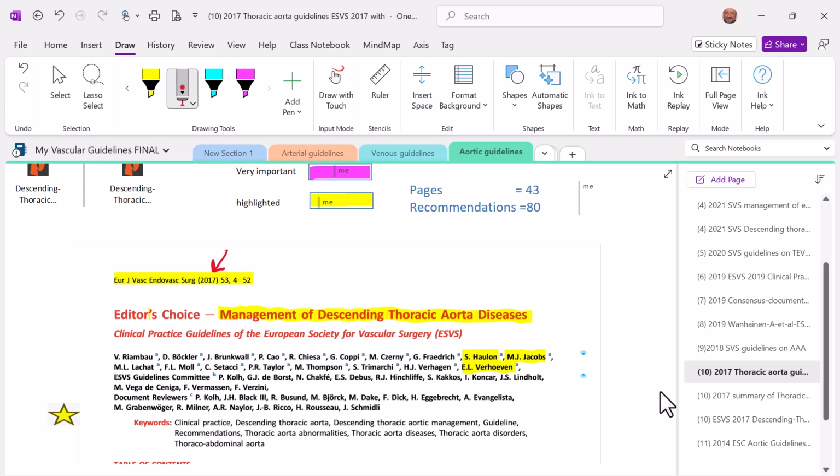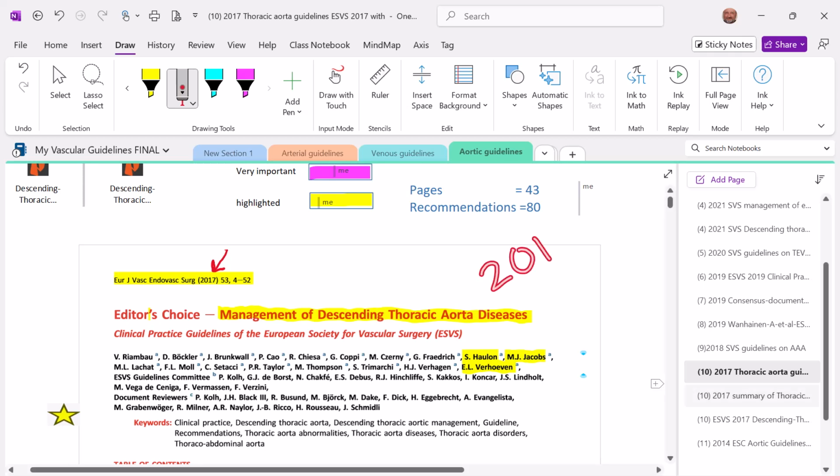But in that era, which is 2017, the thoracic descending aorta started to become one of the areas of interest for vascular surgery. This, you must know, is a basic fact. Number one, the year is 2017. Secondly, it was by the European Society of Vascular Surgery. This is very important for you to know.